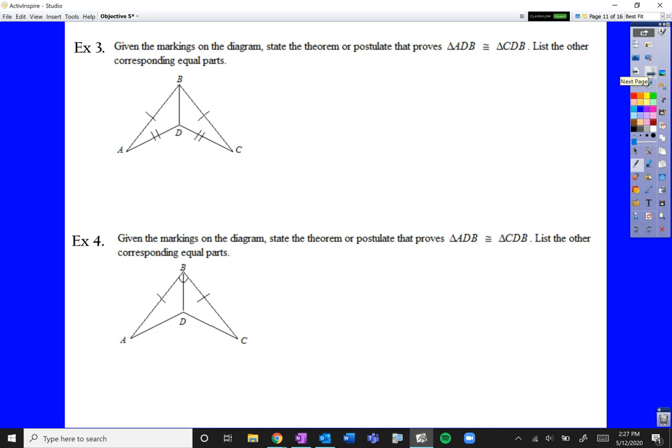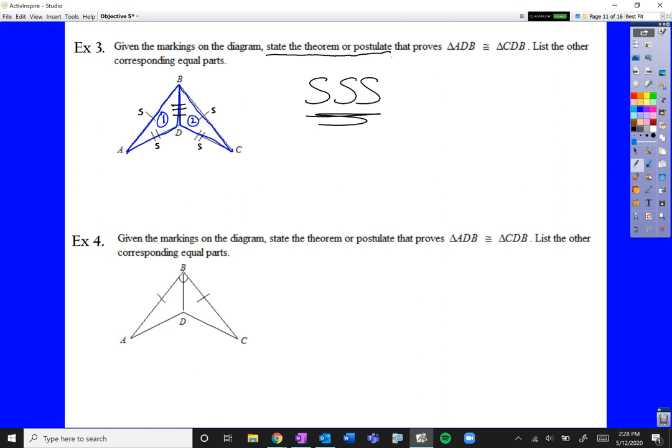Okay, so given the markings on the diagram, state the theorem or postulate that proves that triangle ADB, so this triangle here, and CDB, okay, so triangle 1 and triangle 2. Well, what are we given so far? Well, we should notice that we're given a side and another side, and anytime two triangles touch, they always share that third side. So by this, it must be side, side, side. What's the theorem or postulate that proves they're congruent? It's got to be side, side, side.